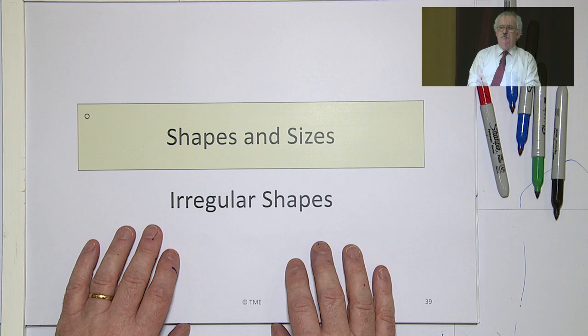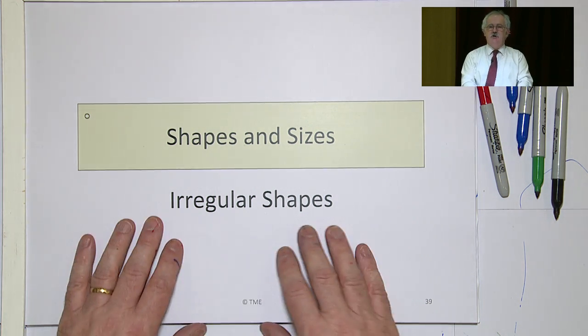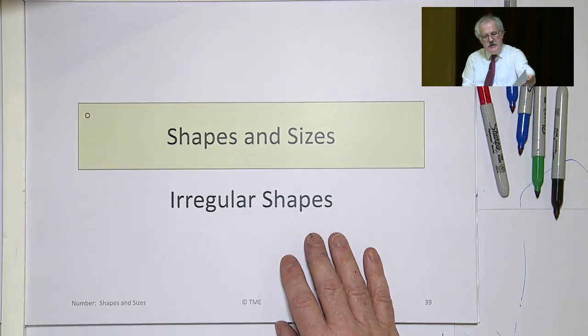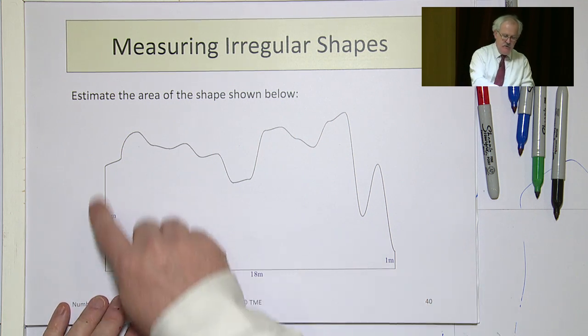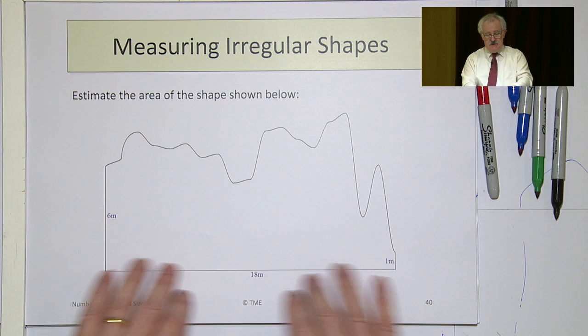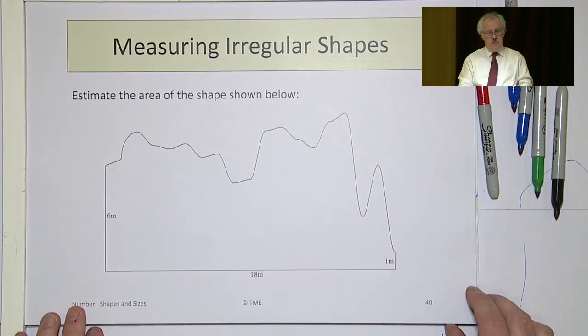Shapes and sizes. Here's a topic that's quite apart from all the others, where you're talking about irregular shapes. We have a picture of one here. Estimate the area of the shape shown below. So it's quite irregular, it's up and down all over. And it could be up and down on both sides. It doesn't have to be just even here, it could be up and down on both sides.